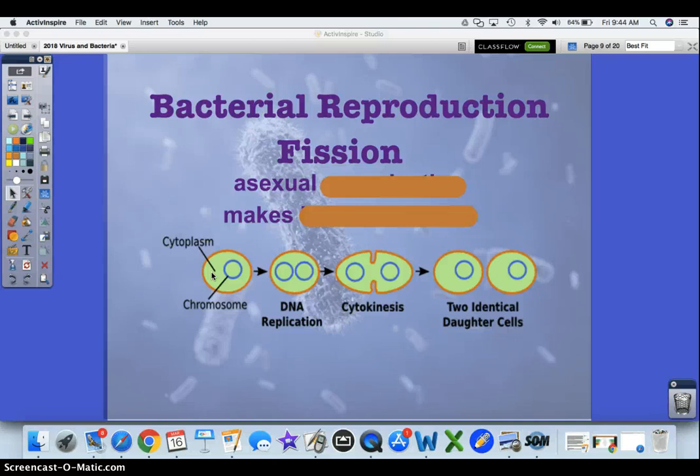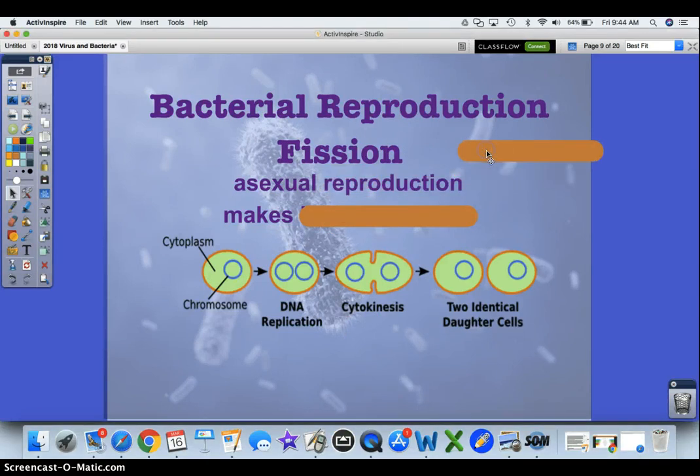What's that called? Good job. Asexual reproduction, which makes identical clones of the original parent. Okay? So you don't want to say identical daughter cells because it's literally making a new organism that's identical to the parent.